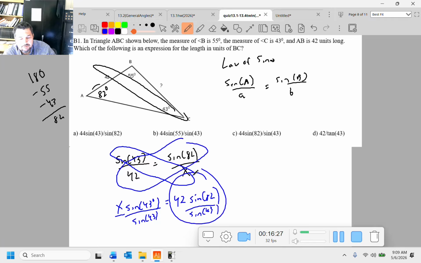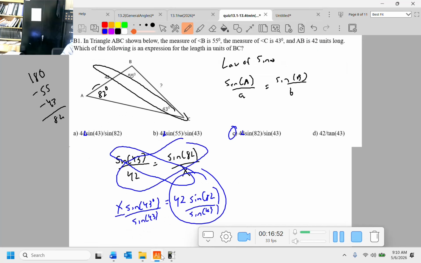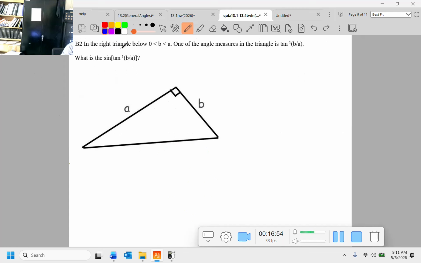So I'm looking for, apparently I have some typos here, 42 sine of 82 sitting over the sine of 43. It looks like when I wrote these things out, for some reason I put 44s in here. They should be 42s. And that ends up being choice C, doesn't it? I need to fix that. Let me pause this real quick and fix that. All right, I fixed it. Okay, so moving on to the next bonus here.